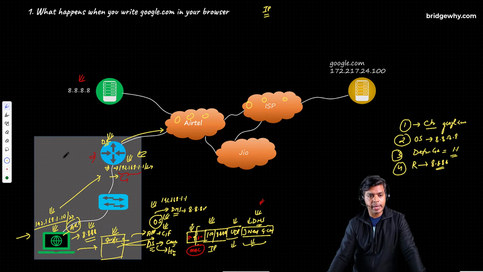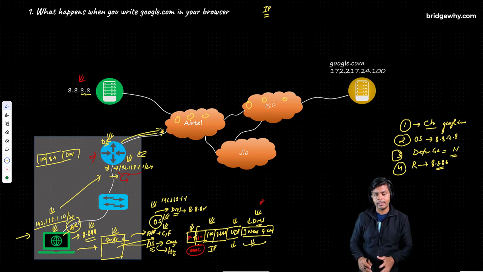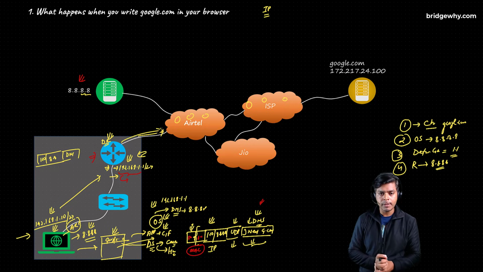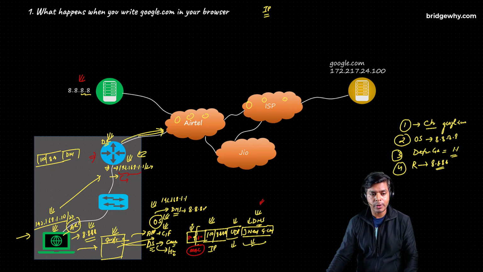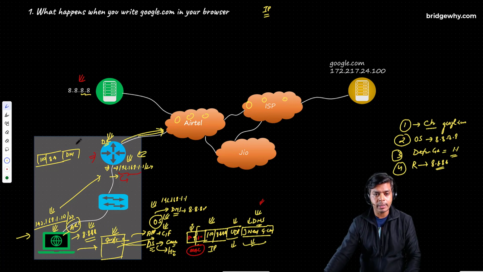So this DNS packet, whose source address is 192.168.1.10, I'm not writing the UDP packet, and the destination is 8.8, last two octets, 8.8. This will be sent by this router towards Airtel. And here is one of the most interesting things the interviewer can ask. He will be asking that you are using 192.168.1.10 and you are sending this packet to Airtel.